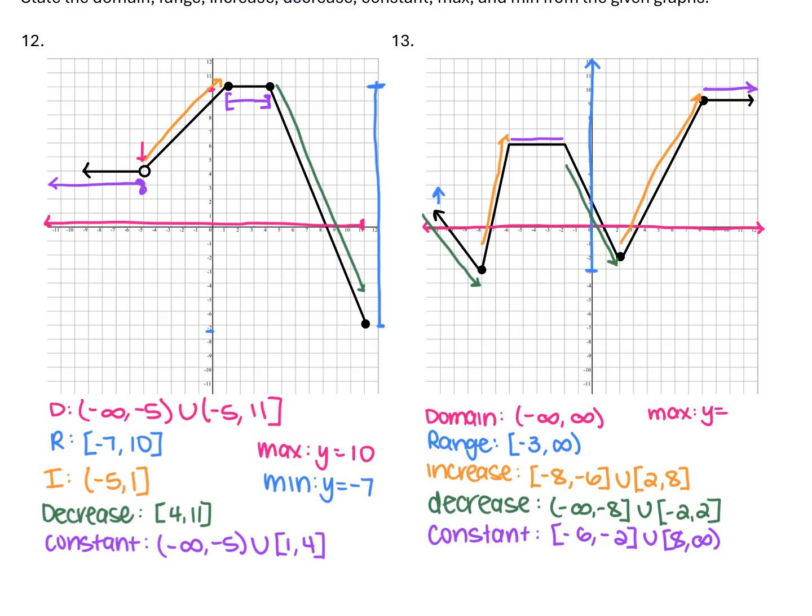For your maximum, the max y value that's being covered is going to be positive infinity. For your minimum, the lowest y value that's being covered is going to be at -3.